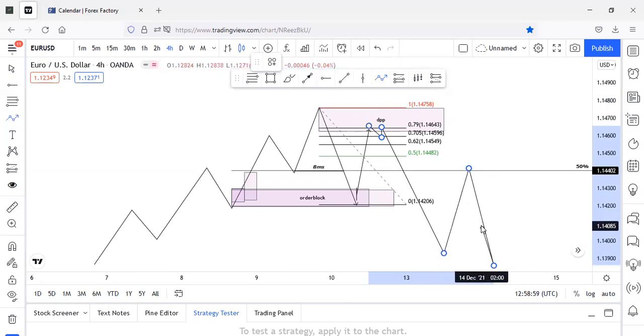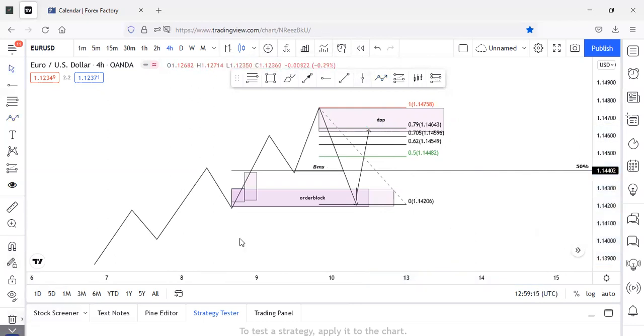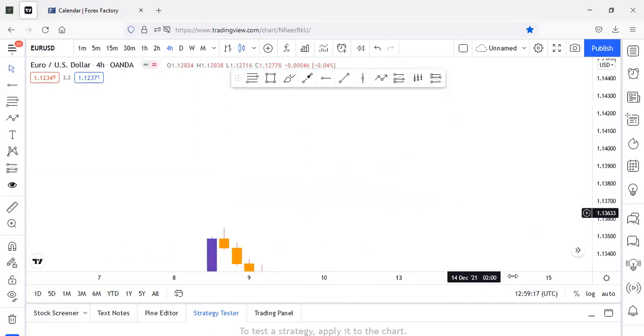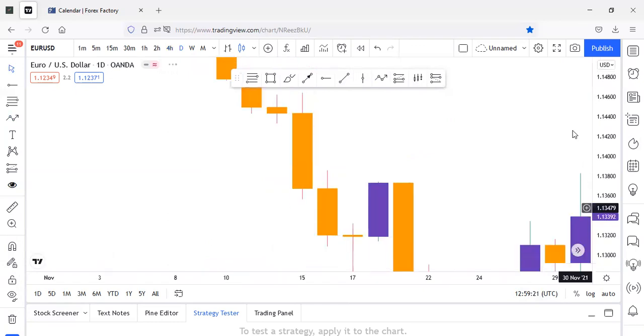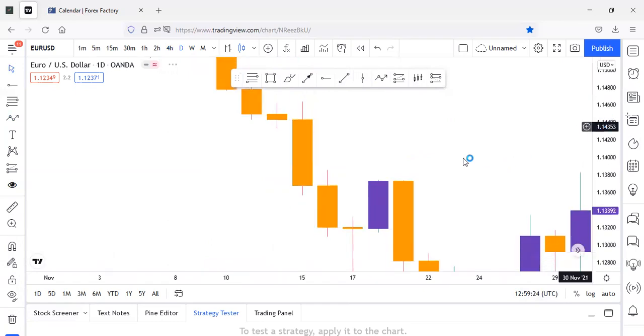So now, for you to know how institutional order flow and order blocks work, I'm going to show you how it works on the real life chart, how I traded Euro USD. I made about 500 pips in 2 weeks time. So let me show you guys on my live chart here.